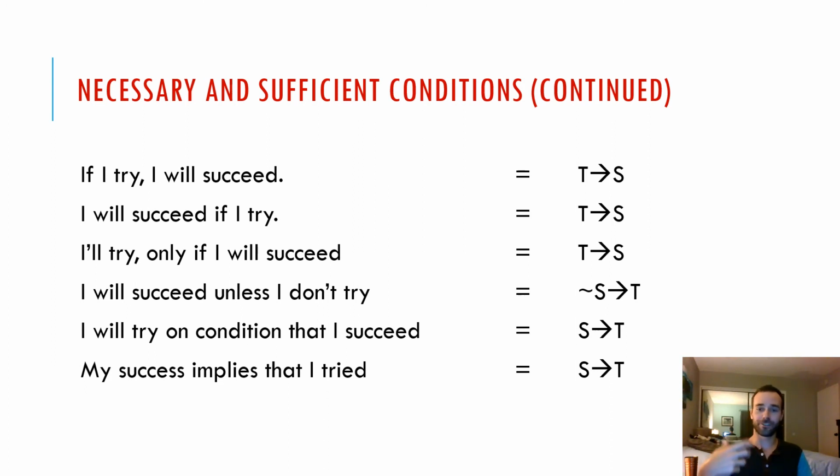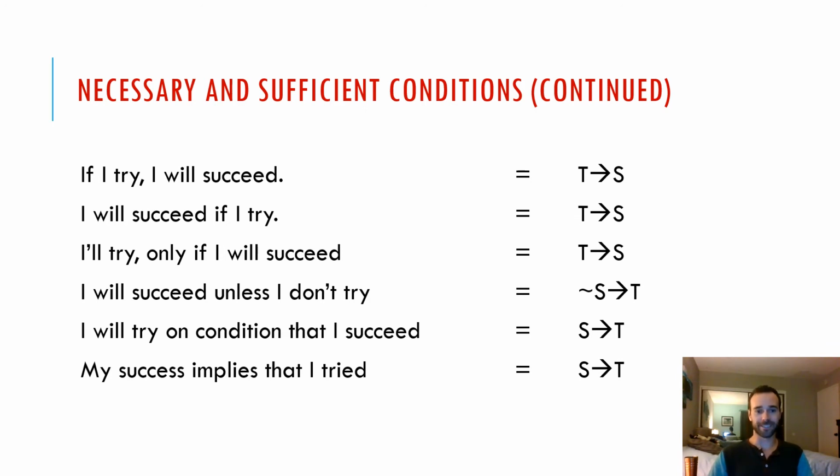And it's important to mention vocabulary, if you're looking at the symbols on the right, what is on the left in the top, so T arrow S, the T is referred to as the antecedent, the thing that comes before. The thing after the arrow, the S, is referred to as the consequent. So the antecedent, T, is sufficient for the consequent S, and the consequent S is necessary for the antecedent T. So in that third sentence, I'll try only if I will succeed, the I will succeed is actually still going to be the consequent, the necessary piece, even though it's attached to the if.